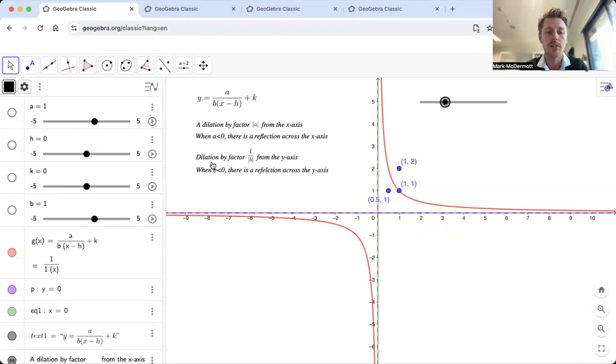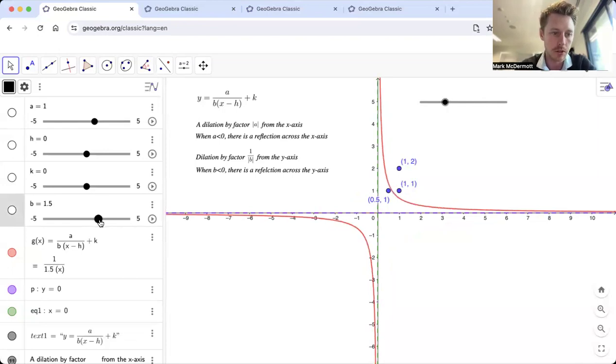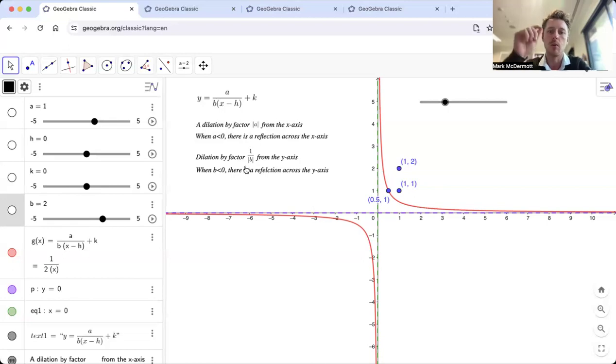So again, we know hopefully this is a dilation by a factor of 1 on the magnitude of b from the y-axis. So now we're thinking about compressing and stretching in this direction. When b is less than 0, there's a reflection across the y-axis. So let's see what happens if we make b equal to 2. We can see that the point (1, 1) got mapped to the point (1/2, 1). Let's recall that we have a b value of 2 here, but that represents a dilation by a factor of 1/2 from the y-axis. So all our x values get halved. When b is less than 0, there is a reflection across the y-axis.